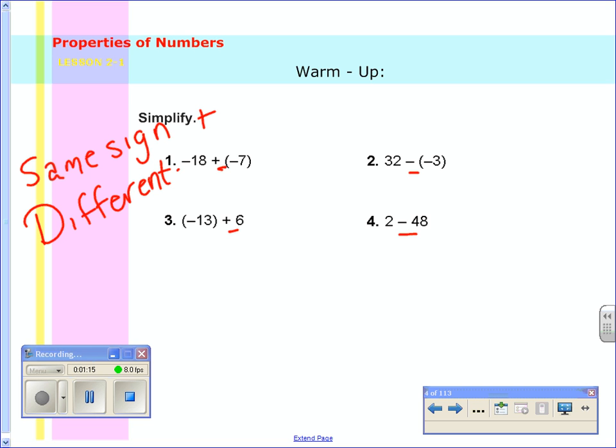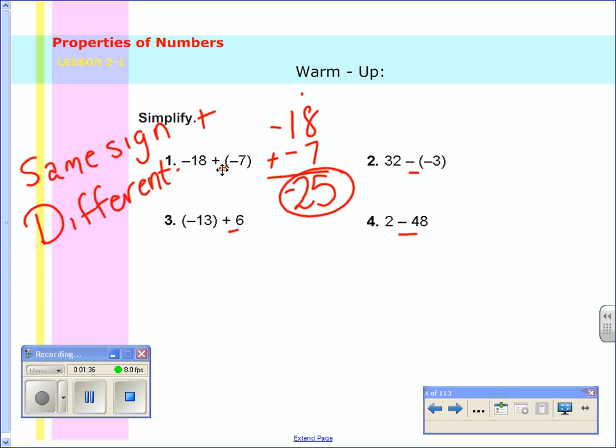If you look at number 1, we have a negative 18 plus a negative 7. Because these are both negative, you add them together. Negative 18 plus a negative 7 is negative 25. So number 1, you should get negative 25.